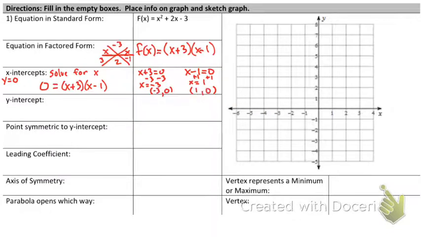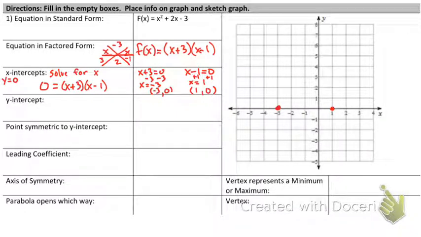I'm going to plot these points here. So -3, 0 here, and 1, 0 here. Notice that these points are on the x-axis. That's why they're called x-intercepts. All right, let's go ahead and look for the y-intercept.